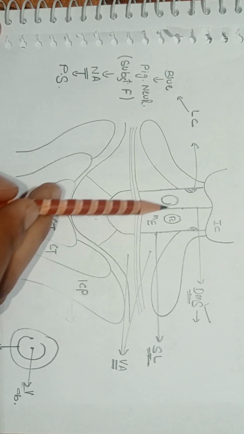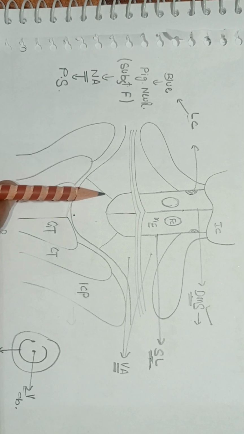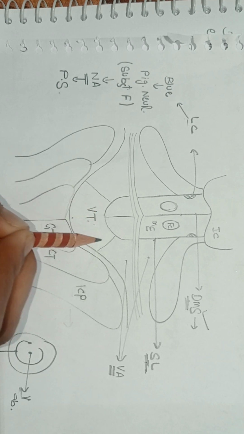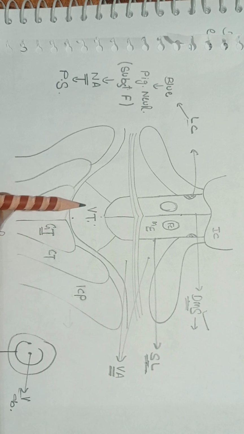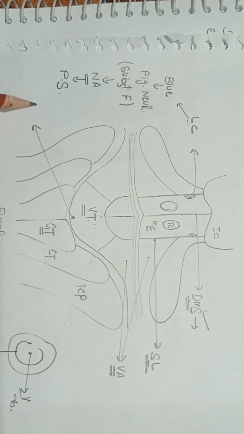Then we will talk about this structure right here. That's called locus ceruleus. We'll talk about another structure that's called area postrema. This structure right here is the vagal trigone. Between the vagal trigone and gracile tubercle, there is a structure right here that's called the area postrema.